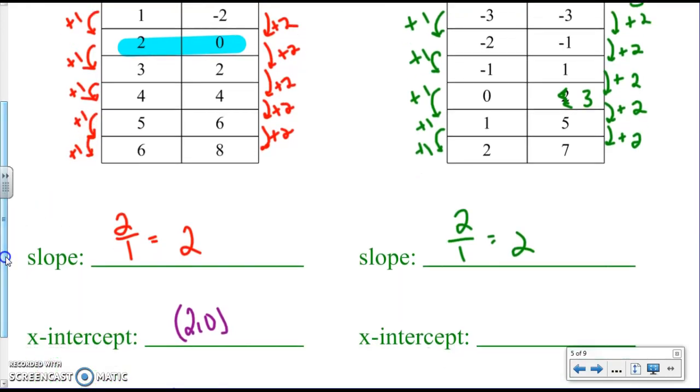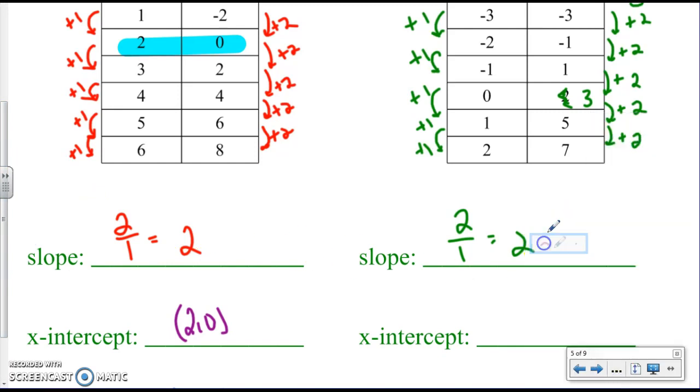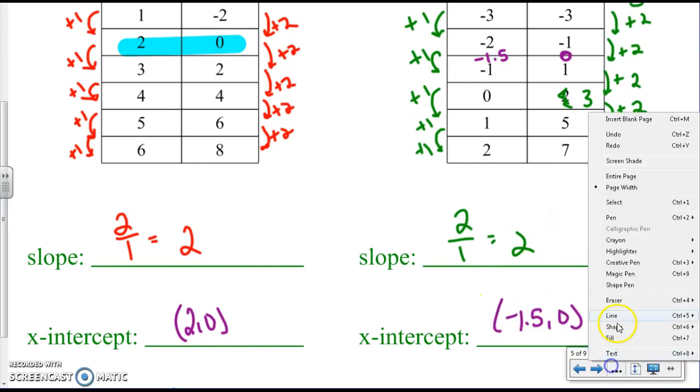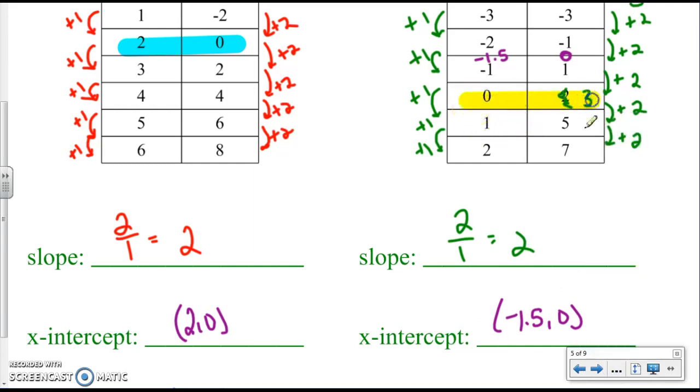For my x-intercept, I'm looking for when my y is 0. Here's my problem for this one. My y is 0 right here in the middle. Okay, so in between those two. So what's in between -1 and -2? It's actually -1.5. So my x-intercept is -1.5. My y-intercept is going to be when my x is 0. So I have (0, 3) once I fix that typo.